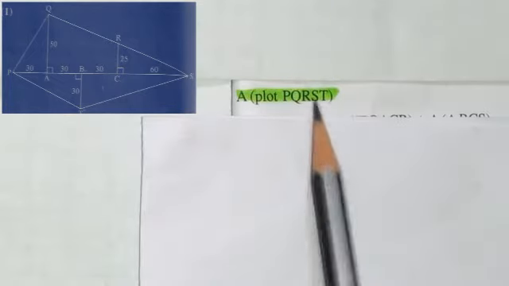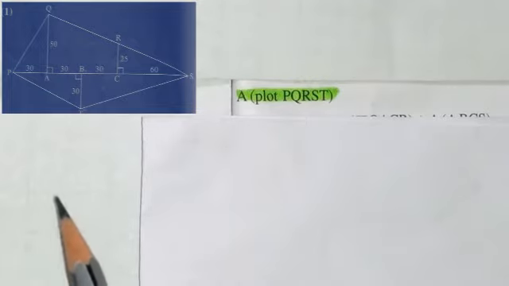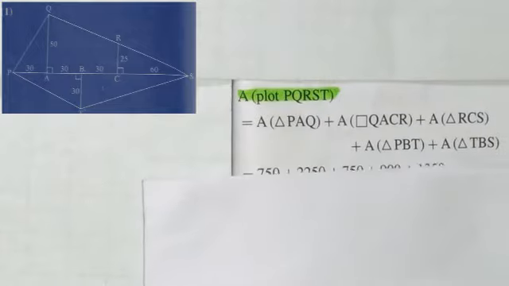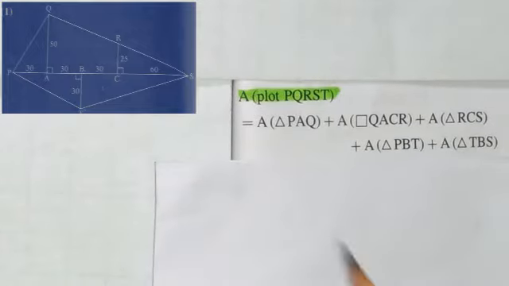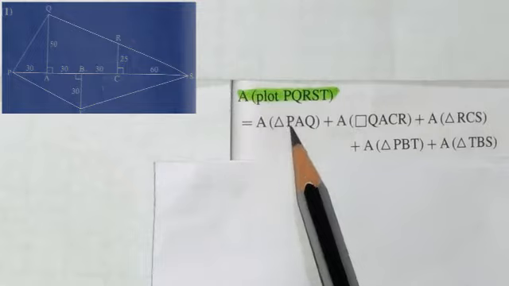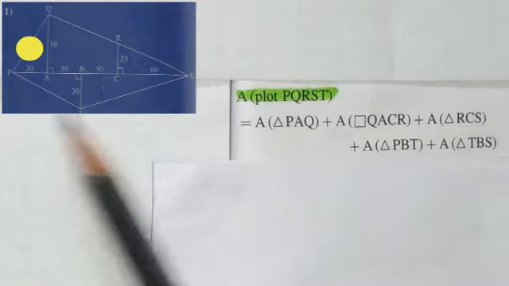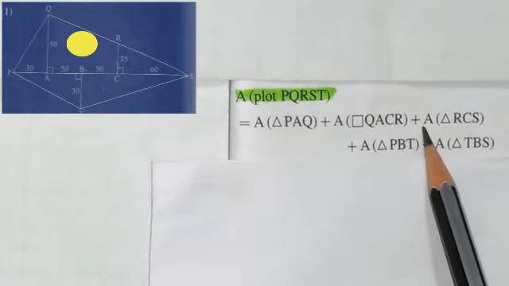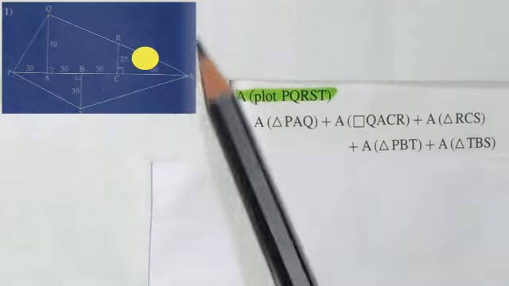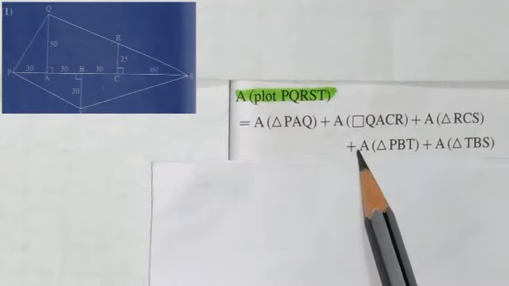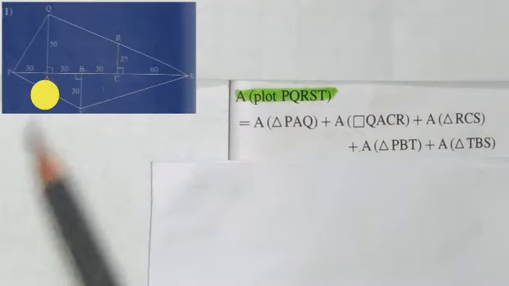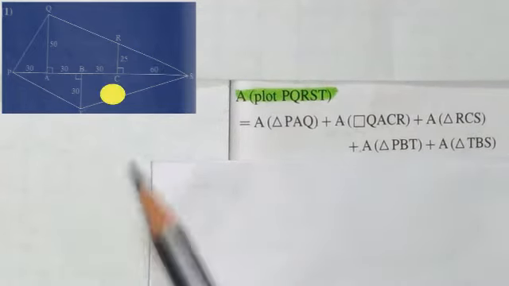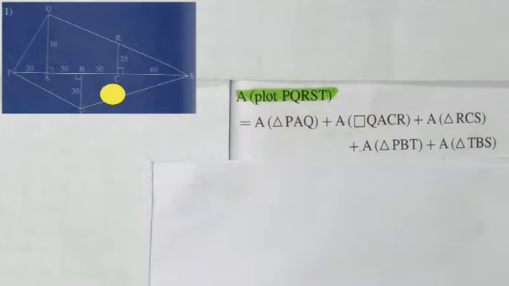Therefore, the area of plot PQRST is equal to, we have to write each section systematically. The area of triangle PAQ, it means this first one, plus the area of quadrilateral QACR, plus area of triangle RCT, the upper section, plus the area of triangle PBT, plus the area of triangle TBS. Let's write the answer of all these sections one by one.